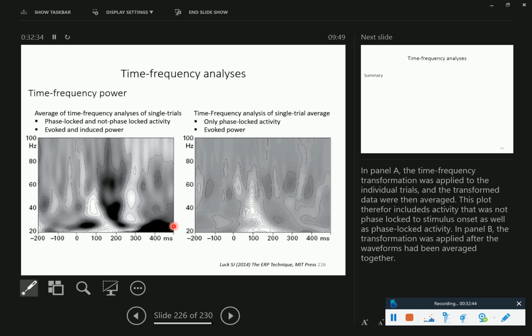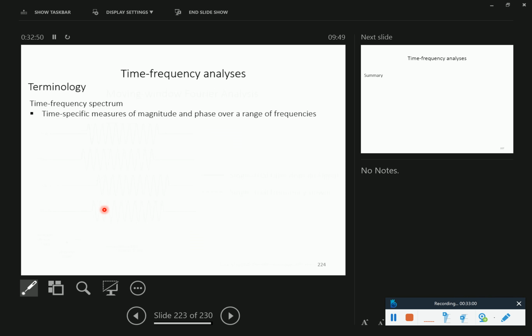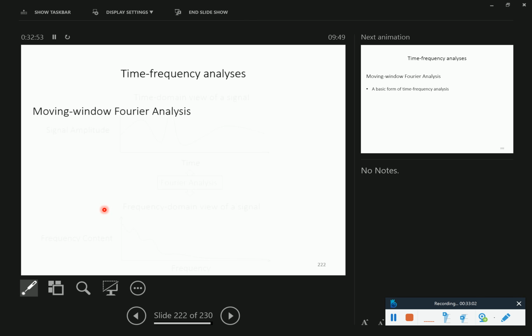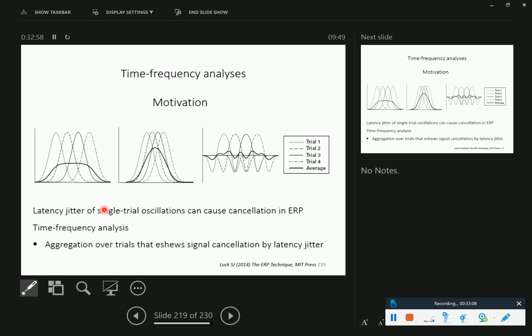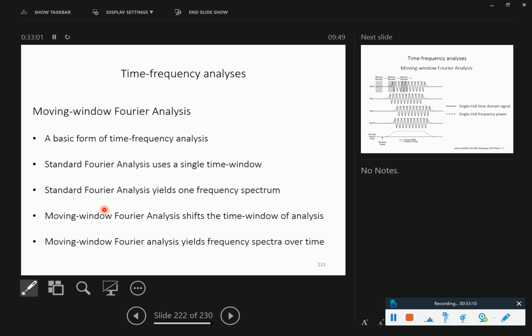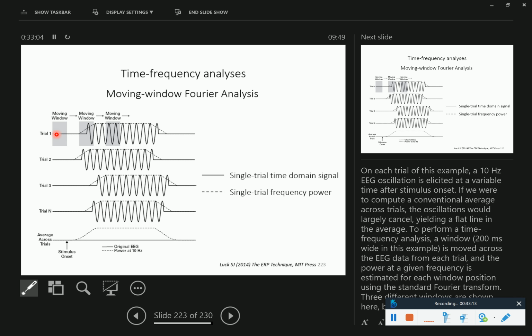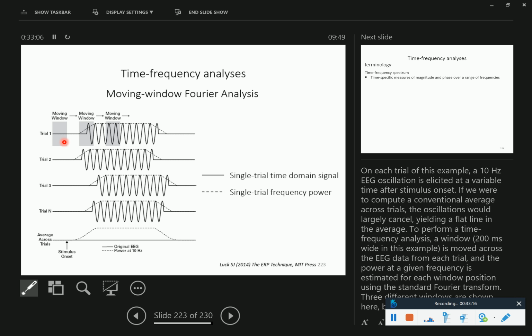Now you have to imagine that you use this frequency power for a time period, and you tilt it by 90 degrees, and you color code the power for a slice here, and then you look at the next time window, as it was shown here. So you basically do your Fourier analysis time specific, and then you plot the frequency spectrum for each time point.